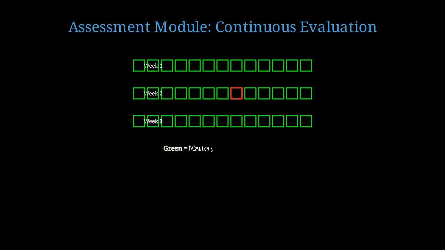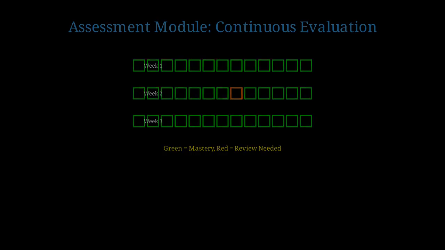The fourth layer is continuous assessment. Unlike traditional courses with 3 exams, the AI evaluates understanding constantly through hundreds of micro-assessments. Each green square represents a concept mastered. A red square triggers immediate remediation. The AI builds a detailed map of each student's knowledge state across hundreds of microfluidic concepts.